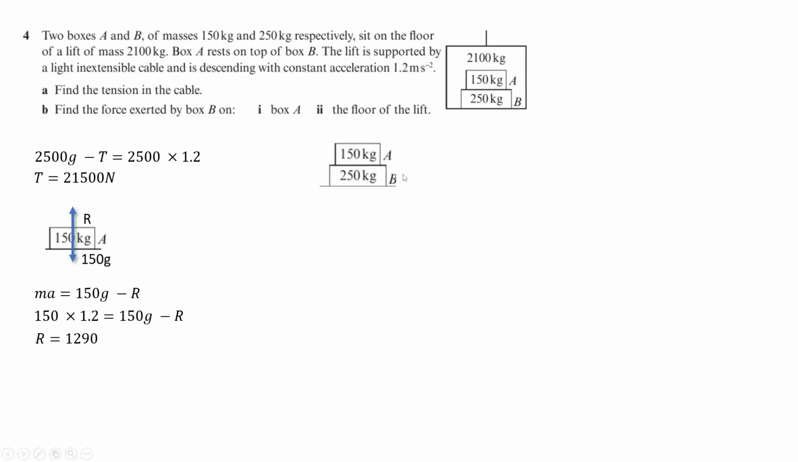So considering just box B and box A, if we draw our forces, we have the reaction force acting onto B, and we have the weight, which includes box A. So the resultant force is going to be 400g minus our reaction force. And we know the mass and we know the acceleration, so we can solve for R from there. So 400 times 1.2 is equal to 400g minus R, and then we can solve for R, giving us 3,440 newtons. And that's all the questions I'll be covering.